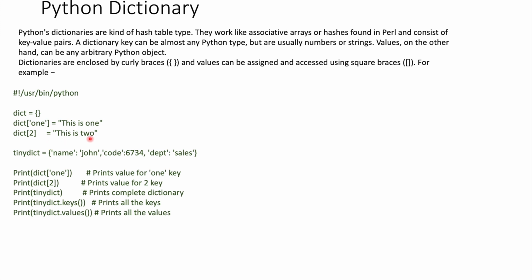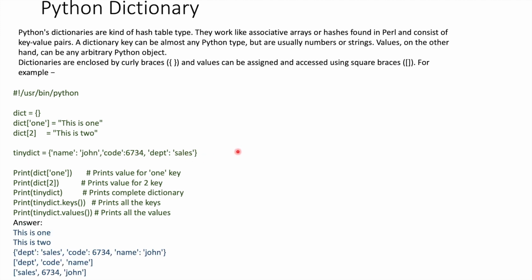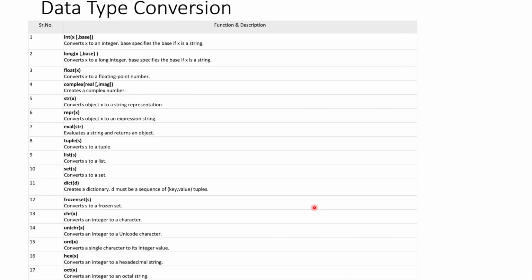You can create, for example, a database for students, right? They can have their name, their pin code, and maybe which department they are in. That way you can create a dictionary that will give you this output. So this way you can have a dictionary.